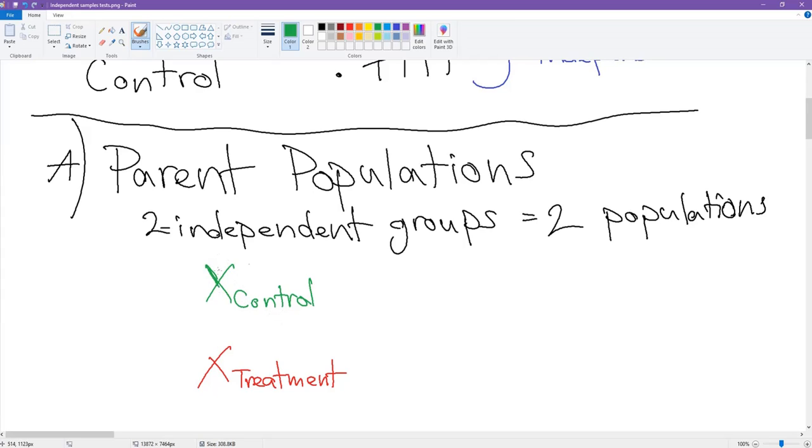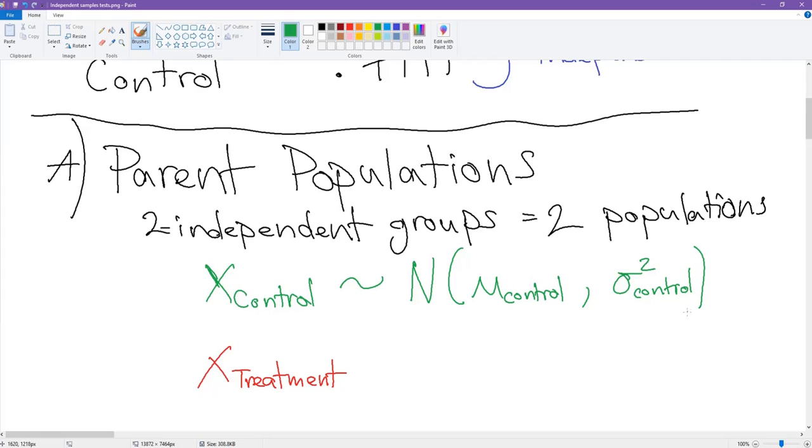So X control scores, squiggly thing means distributed, and we're going to say that in the population, the scores on whatever our control group is on the dependent measure are going to distribute normally, and they're going to have some particular mean, and they're going to have some particular variance. Oops, that's the mean. Variance.